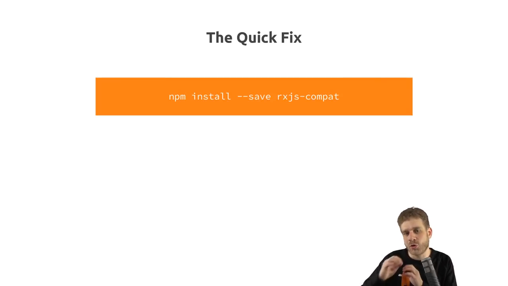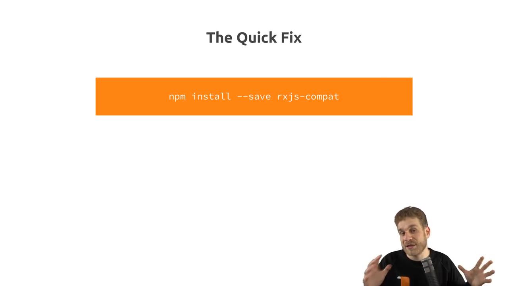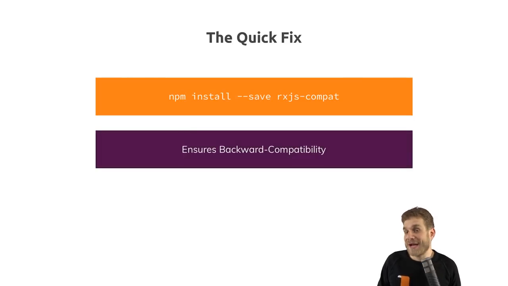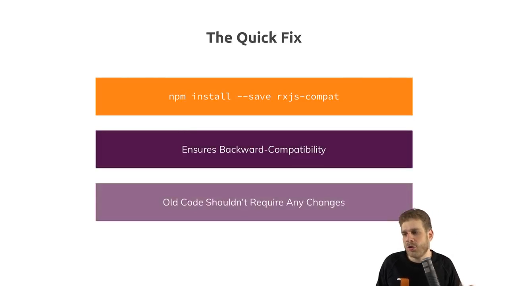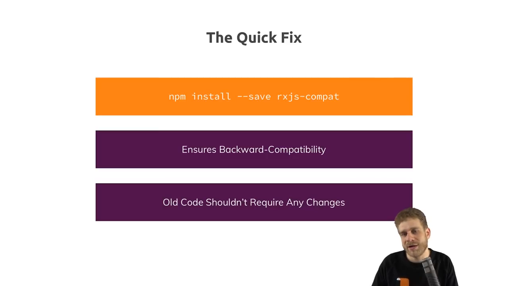So with that, your old imports, your old usage of operators, this all should continue to work fine. You don't need to change anything in your code. And it doesn't even add a lot to your bundle size, so you're not bloating your code a lot. This ensures backward compatibility, and all old code shouldn't require any changes. So this is a great first step so that you can then smoothly update step by step and you don't suddenly break your entire project.